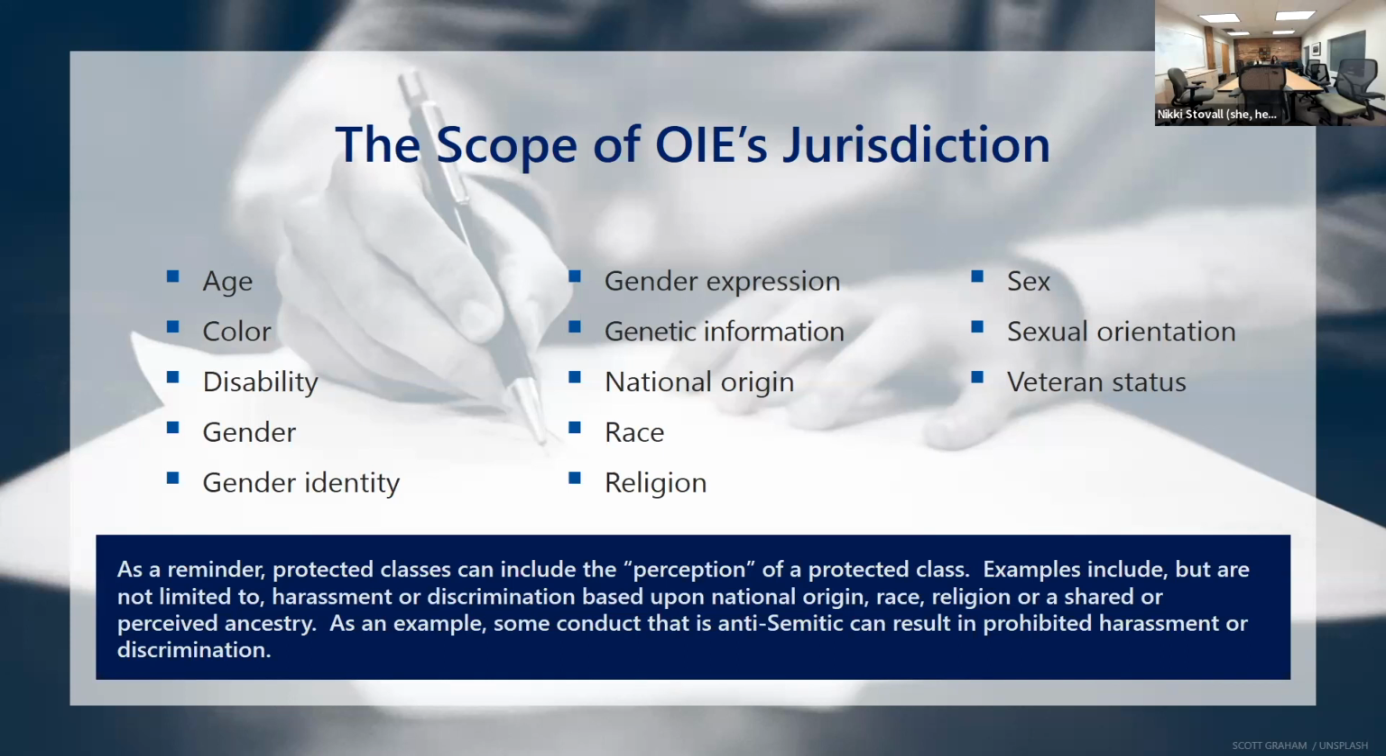In terms of gender identity, that's going to be one's innermost concept of self. That may or may not be the same as the sex assigned at birth. So that's the difference between gender and gender identity. In terms of gender expression, that's usually something that's expressed outwardly, like someone's behavior, clothing, outward appearance, typically associated with those cultural expectations of masculine or feminine. So that would be gender expression. Genetic information is related to one's health, like their genetic tests, genetic tests of family members, manifestation of diseases or disorders.